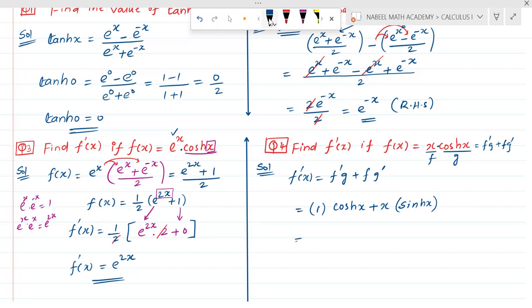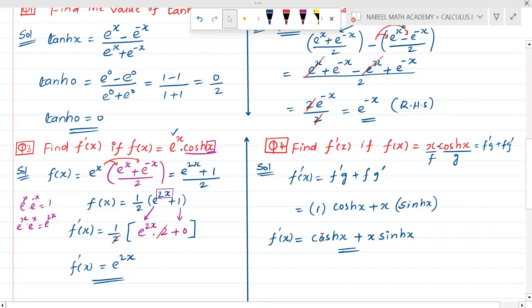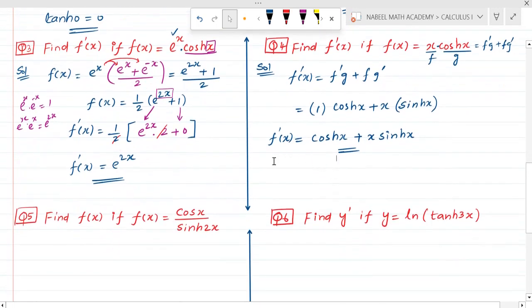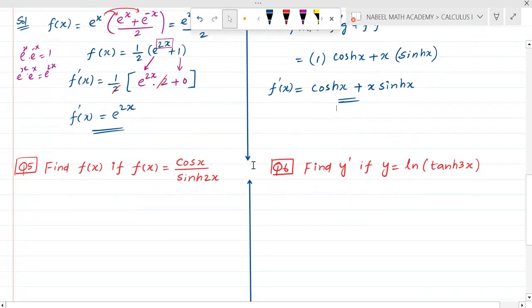So therefore you will have cosine hx, if you simplify, plus x sine hx. That's it. In the question, it is not asking to simplify, so this is the final answer. If the question asks to find the derivative and simplify, I will make use of the definition, but then simplify. There is no need here. You only have to calculate the f prime.